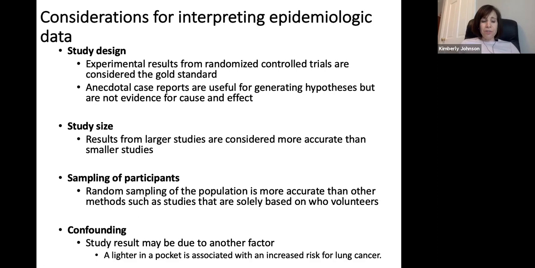Another big factor, which I don't have time to get into today, is called confounding. It's one of the biggest factors we deal with in epidemiology studies. And this is where the study result may be due to another factor. So another factor that is correlated with our exposure and also is a risk factor for the outcome. So for example, I might find a lighter in a pocket is associated with an increased risk for lung cancer. Well, that is because cigarette smokers tend to carry lighters in their pockets at a higher frequency than non-smokers. So this result would be confounded by smoking.